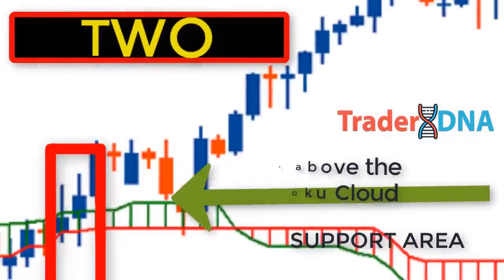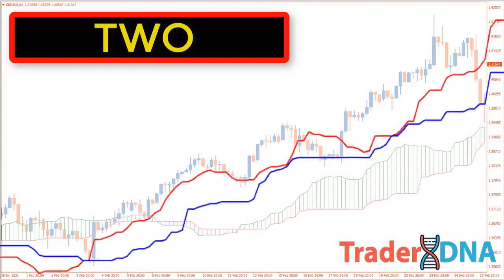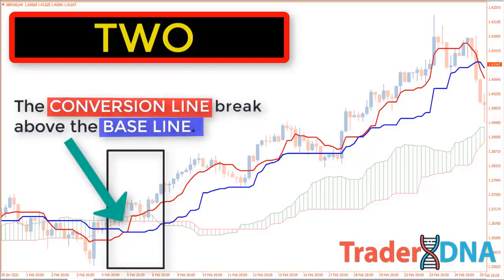Step 2. Wait for the crossover. The Tenkan-sen or conversion line needs to break above the Kijun-sen or baseline. The price breakout above the cloud needs to be followed by the crossover of the conversion line above the baseline. Once these two conditions are fulfilled, we can look to enter a trade.